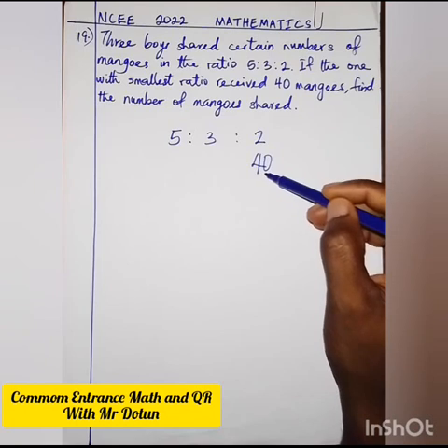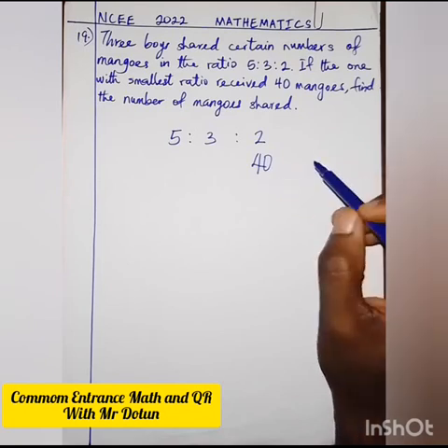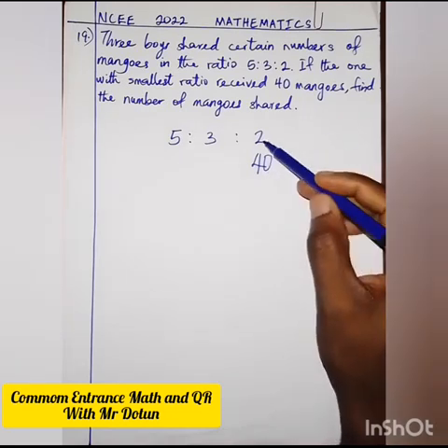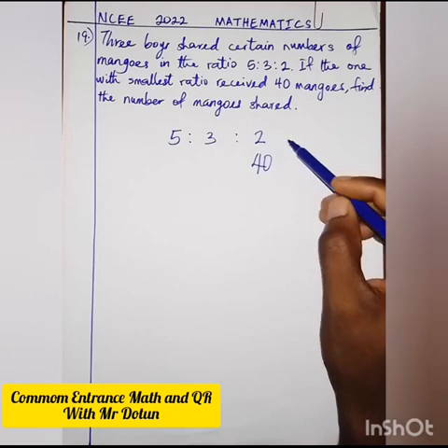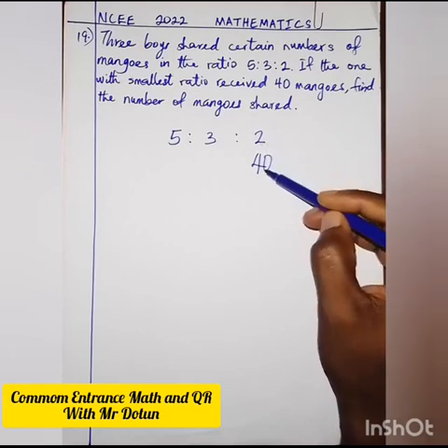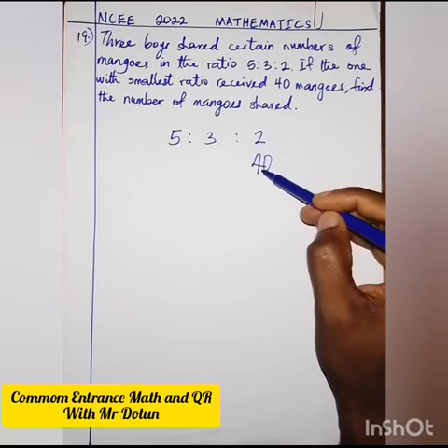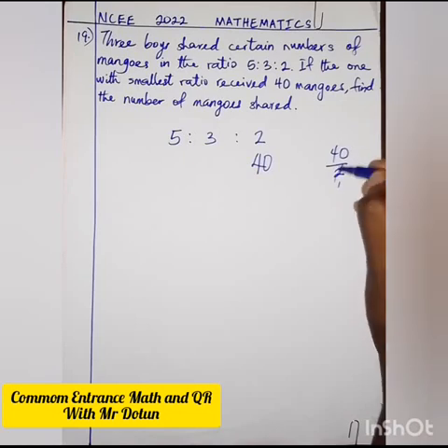So all we need to do to know each share of the ratio is to divide 40 by 2. What is the number that multiplied by 2 gives you 40? You can just do 40 divided by 2. 2 in 4 is 2, and 2 in 0 is 0. So 40 divided by 2 is 20.